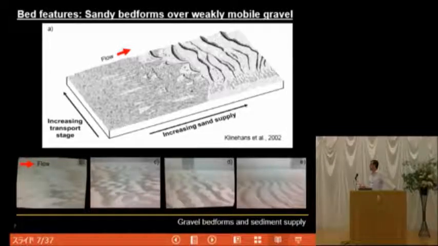Martin Kleinhans did some work on this for his PhD, where he showed that if you have an immobile gravel bed and you increase sand supply to that gravel bed, what happens is you first start getting sand ribbons or streaks form, and then you get barchan features begin to emerge. And then as you increase the sand supply, the barchan features start to link up across the channel until eventually you get bed forms that are laterally continuous.